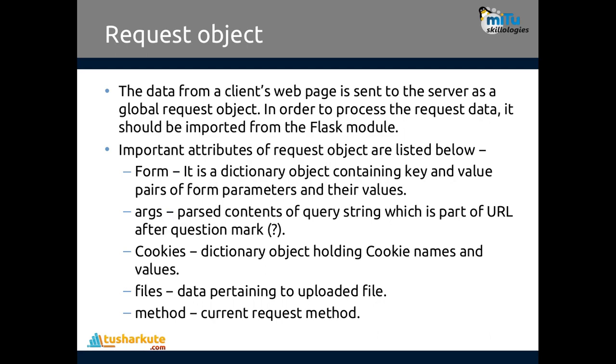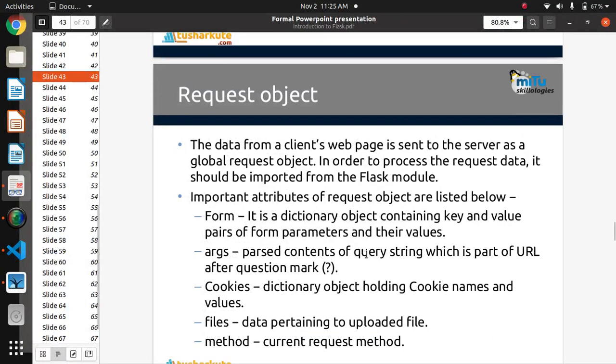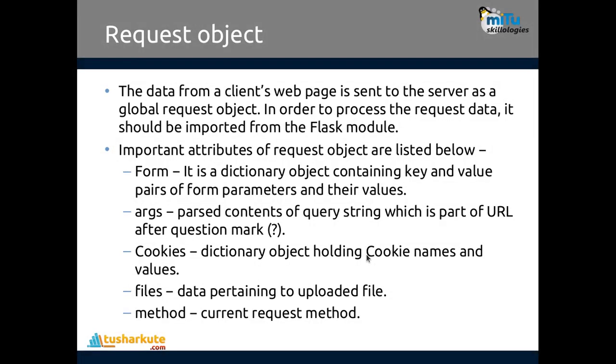We are doing these things with the help of a request object. We already saw that the data from the client's web page is sent to the server as a global request object. When we create a user interface with HTML, we use text controls, radio buttons, and checkboxes, and that information has to pass from the client side, an HTML page, to the server side, and that information is stored inside the request object.